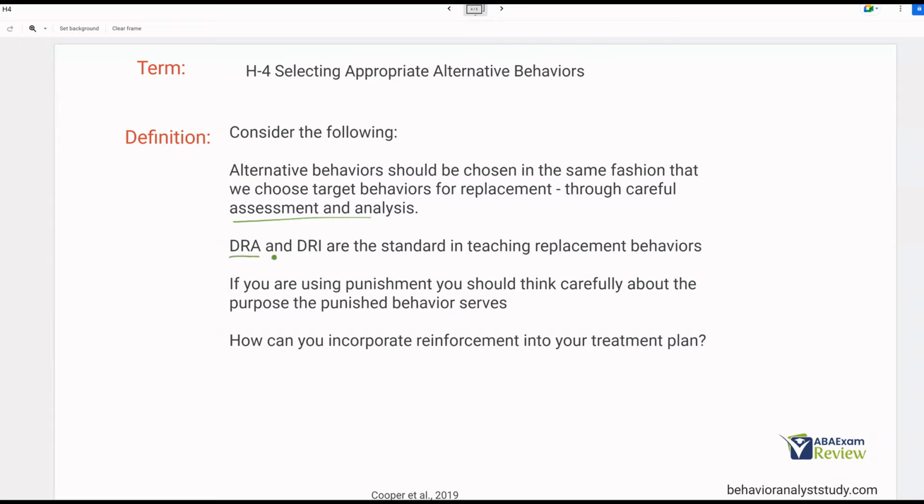Think about DRAs and DRIs, so differential reinforcement of alternative and incompatible behavior. These are really the standard and what we often use, where we're putting something on extinction and then replacing it with an alternative or incompatible behavior.